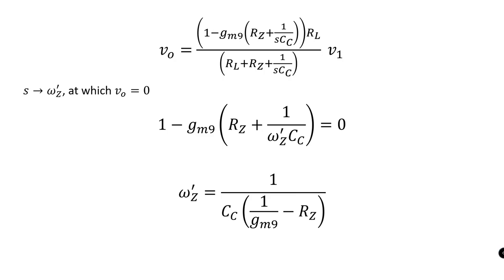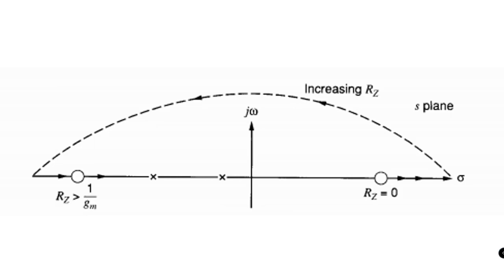Note that one would obtain the same expression for omega z when Rz becomes 0. Also note that as one increases the value of Rz, the omega z moves away from origin and goes to infinity when the value of 1 by gm is exactly equal to Rz. And a value of Rz that is greater than this 1 by gm would actually make the omega z move all the way towards the left half of the S-plane. And the same is plotted in this particular graph.